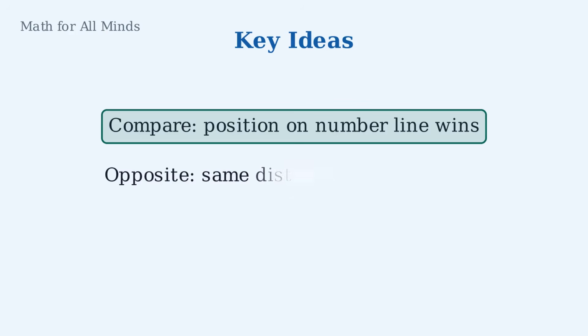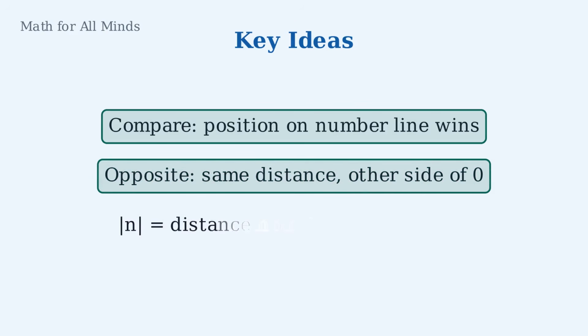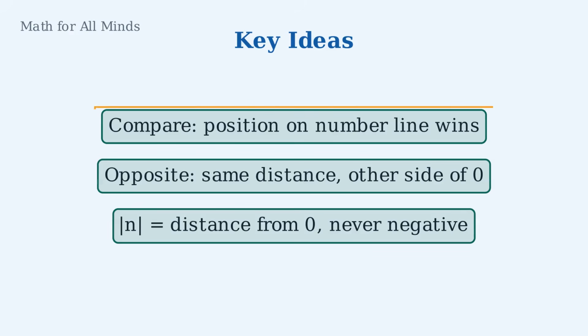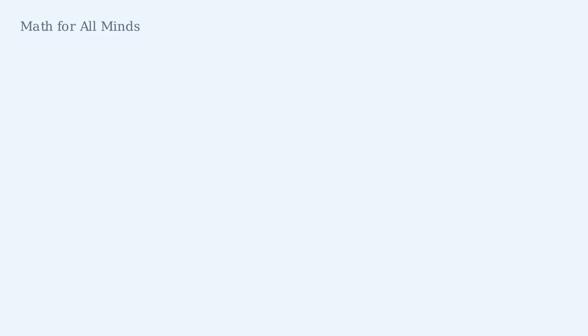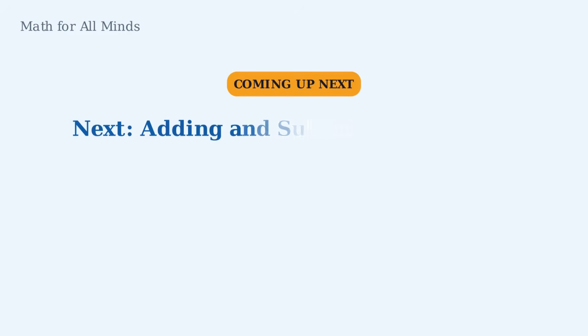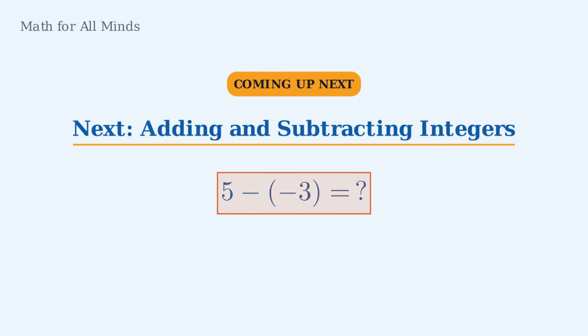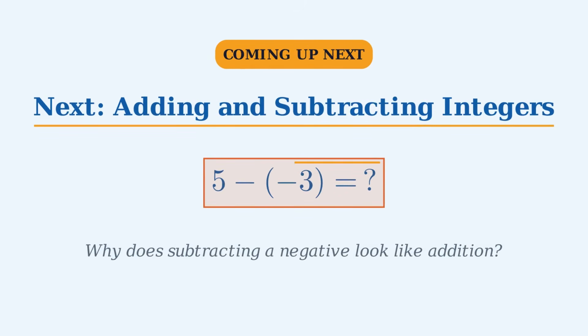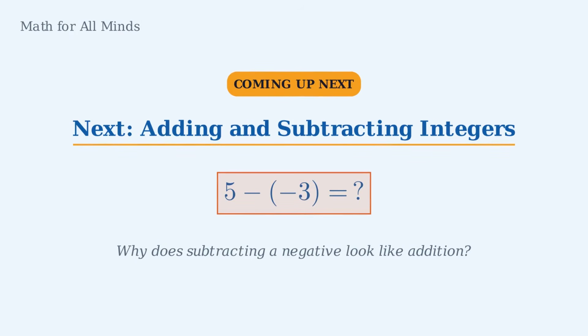You just unlocked how the number line handles positive and negative numbers, how to find opposites, and how to measure any integer's distance from 0 using absolute value. That's a huge piece of the integer puzzle. Next time, what happens when we start adding and subtracting these integers, and why does subtracting a negative flip into something that looks a lot like addition?